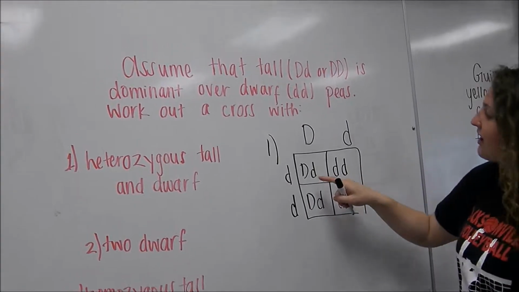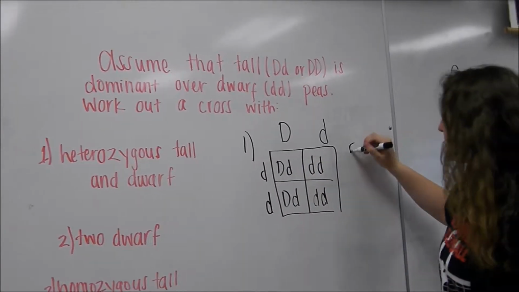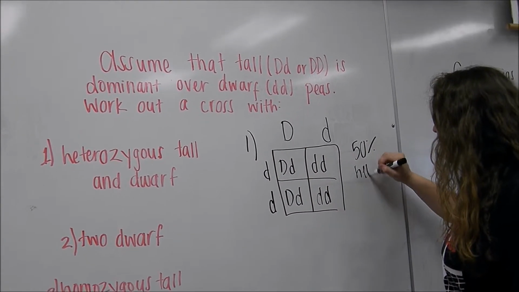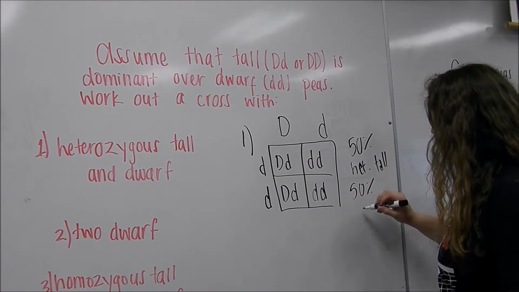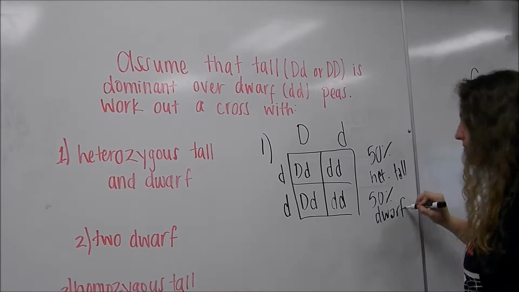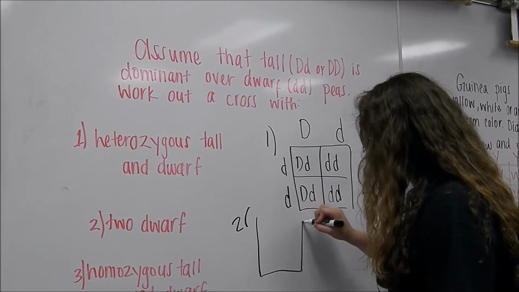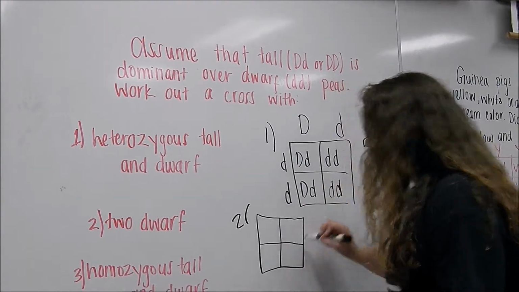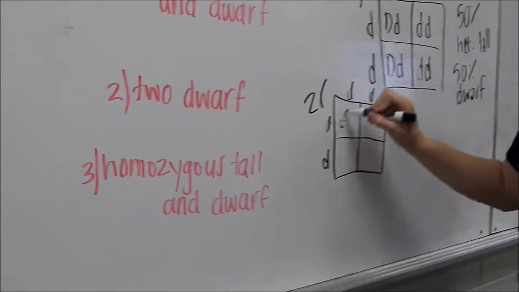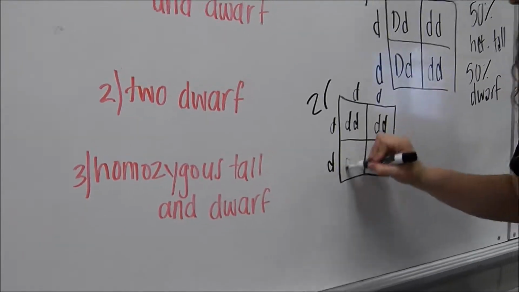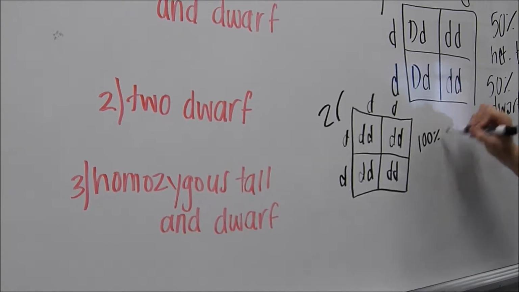And so this means you'll have a heterozygous tall, dwarf, dwarf. So it would be 50% hetero tall, and then 50% dwarf. Number two. Because it's two dwarf, you'll have little d, little d, little d, little d, and you just go down again. And so you'll have 100% dwarf.